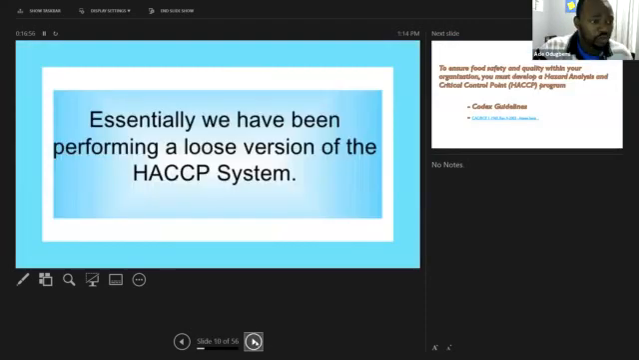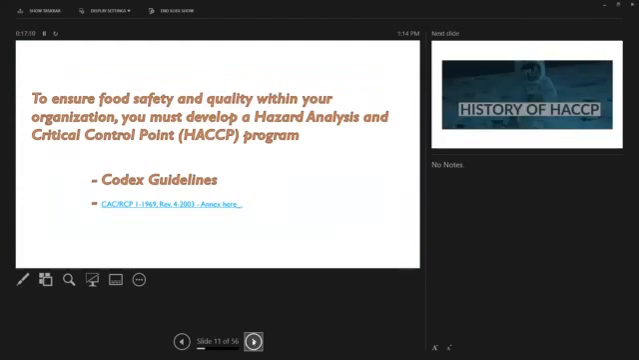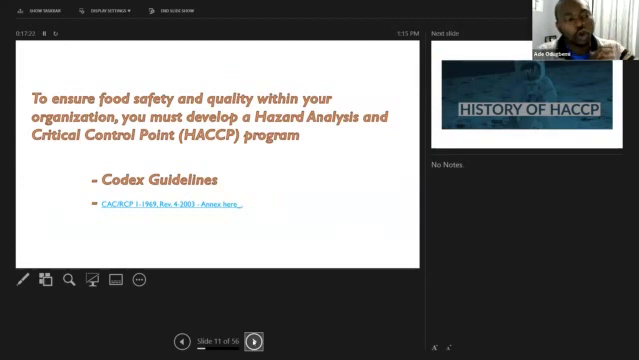So what are we trying to do? Essentially, you all do this in your operation. One way or the other, you have all these activities in place because you want to produce safe food. So to ensure safety and quality within your organization, to make sure that your food is safe, you must develop a hazard analysis and critical control point plan. I did not say this. Codex says this. And I think I don't need to tell us who or what Codex is. But for those who don't know, Codex Alimentarius, that's the organization that regulates food all over the world.